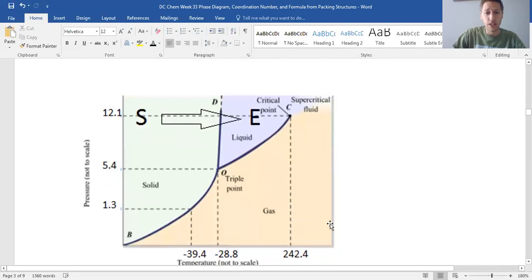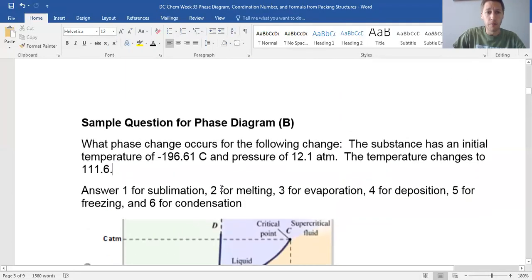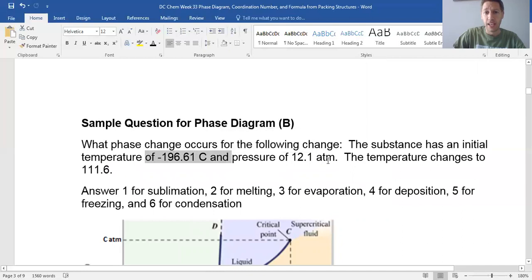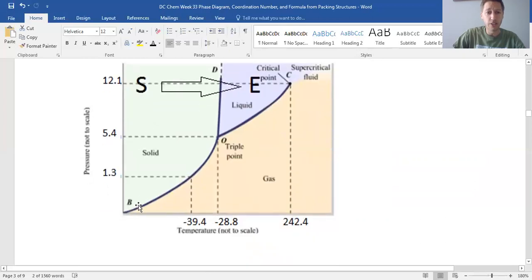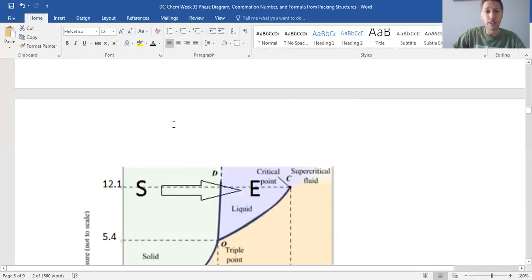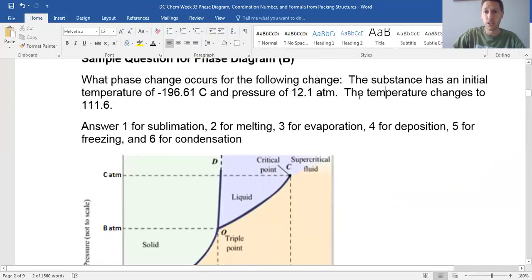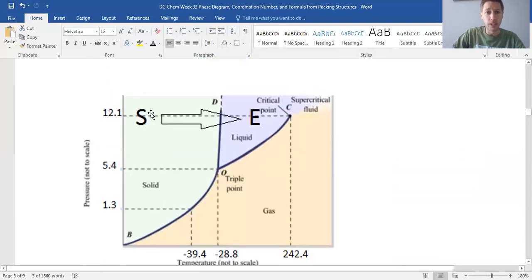And the question said, what happens when we go from a temperature of negative 196 and 12.1 atmospheres? So I'm going to put down where we start there. Negative 196 degrees, 12.1 atmospheres. Here's where we're starting, right here at the S. And we're going to do what? Go back to the question. It says we're going to change temperature to 111.6. So we're not changing the pressure, staying at 12.1 atmospheres, but we're increasing the temperature to 111.6. So we started here, ended there. Looks like we're melting. All right.